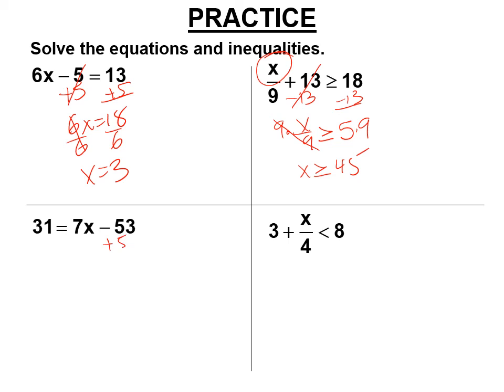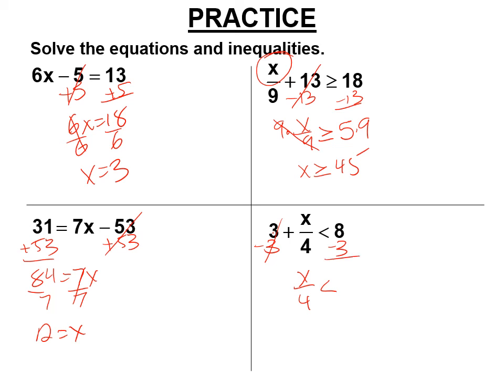Here, add 53 to both sides. 84 equals 7x. Divide both sides by 7. 12 equals x. Here, you're subtracting 3 because that's a positive 3. X divided by 4 is less than 5. X is being divided by 4, so you multiply by 4. X is less than 20.